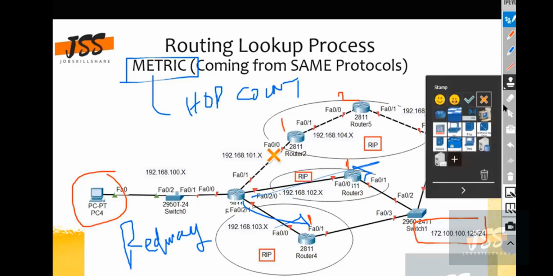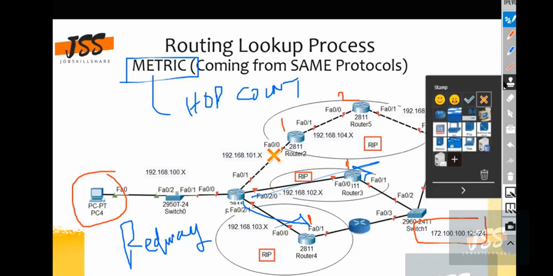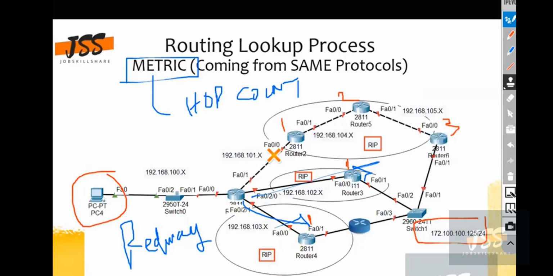But in case, let's say I'm going to add a router here. So what will happen? Now the second path has 2 hops. Yes. So this will be excluded. So the only thing left is this one, so this one is preferred. And these two will not be preferred until this one is down.